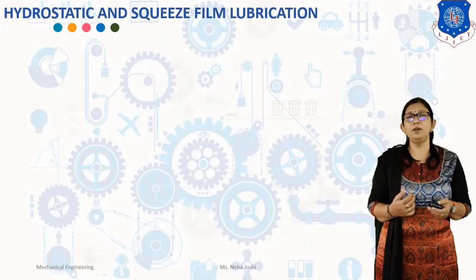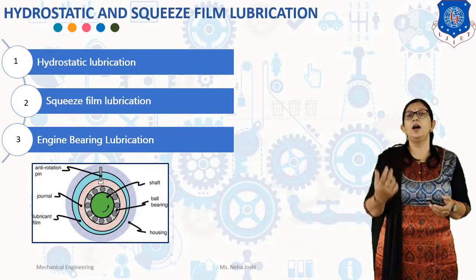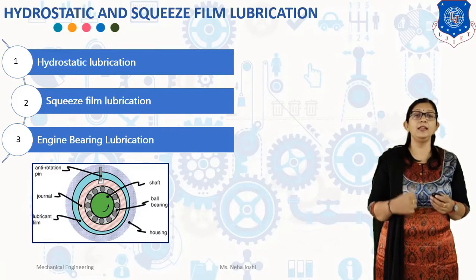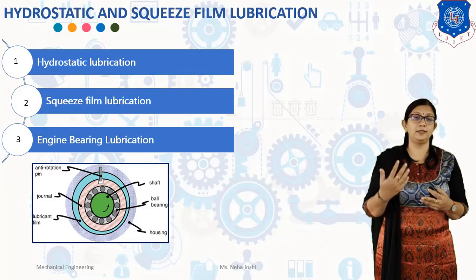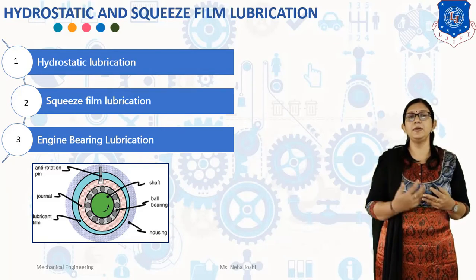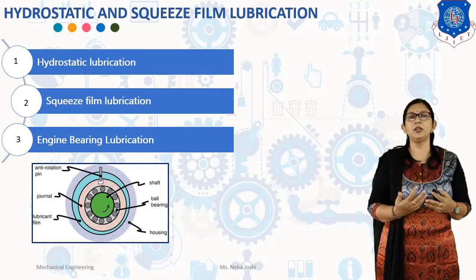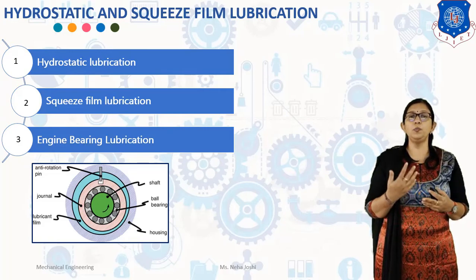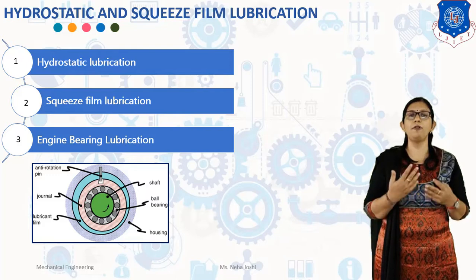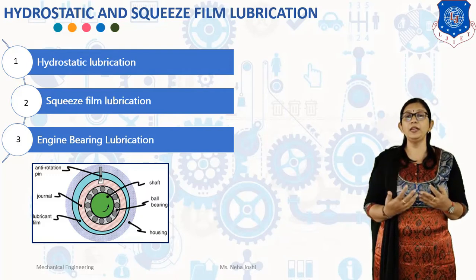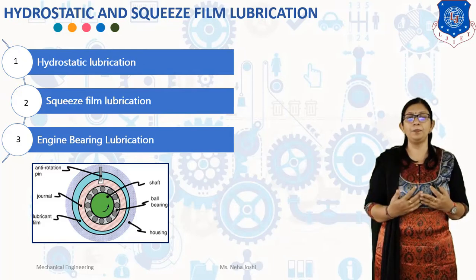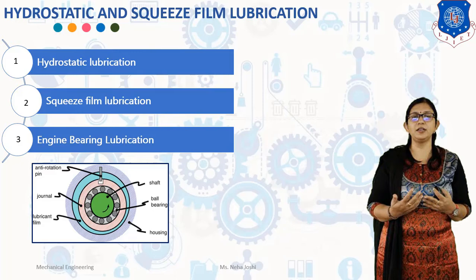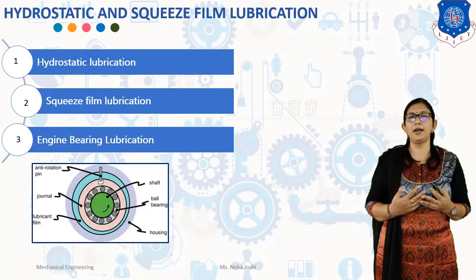Now, the fourth chapter in our syllabus is hydrostatic and squeeze film lubrication. In this chapter, we will cover hydrostatic lubrication, then squeeze film lubrication, then engine bearing lubrication. Now, what is hydrostatic lubrication? Hydrostatic lubrication is essentially a form of hydrodynamic lubrication in which the metal surfaces are separated by a complete film of oil. Instead of being self-generated, the separating pressure is supplied by an external oil pump.